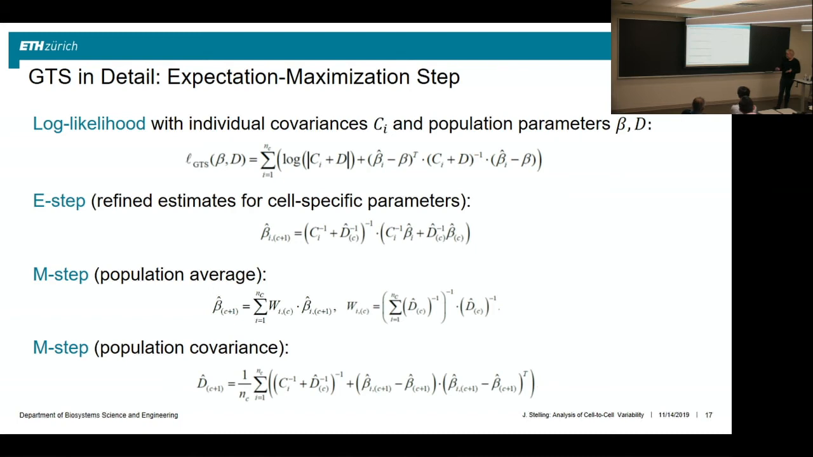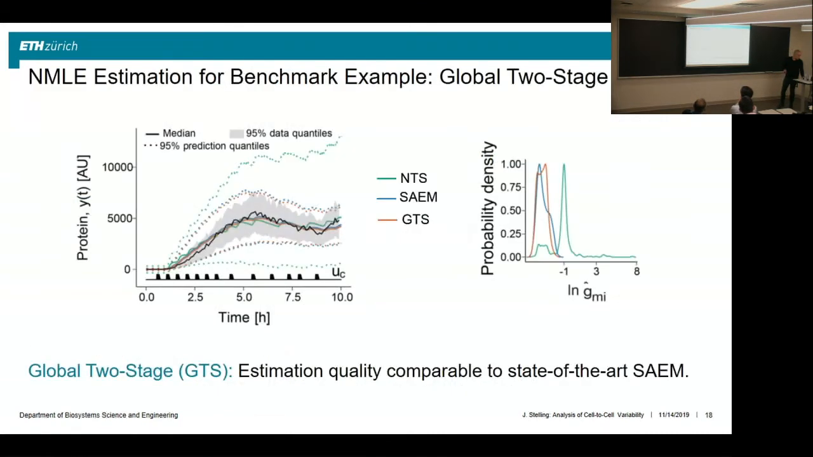For the small example, if you now look at the results, this is the GTS result, and the performance with respect to the mean and also with respect to the variance in the small example is really comparable to SAEM. You also see that these distributions don't differ too widely.